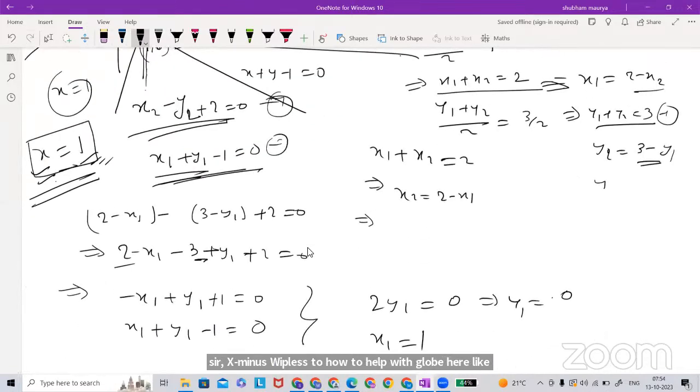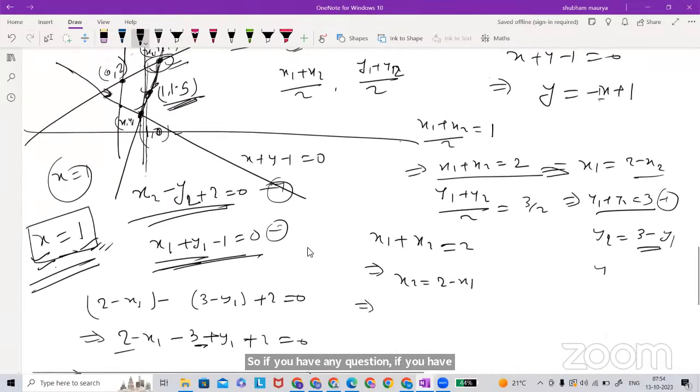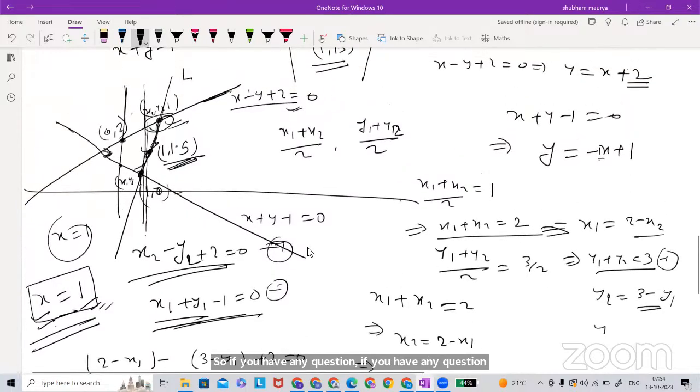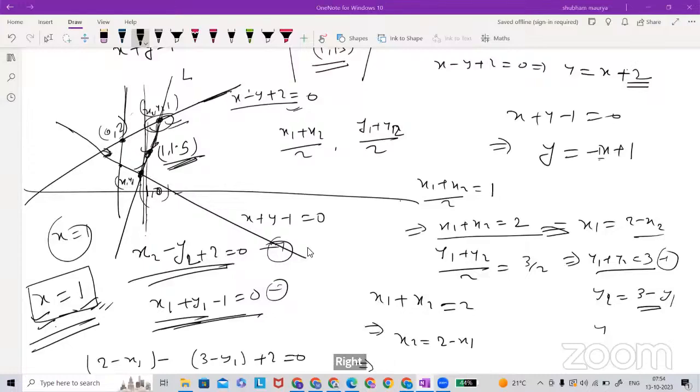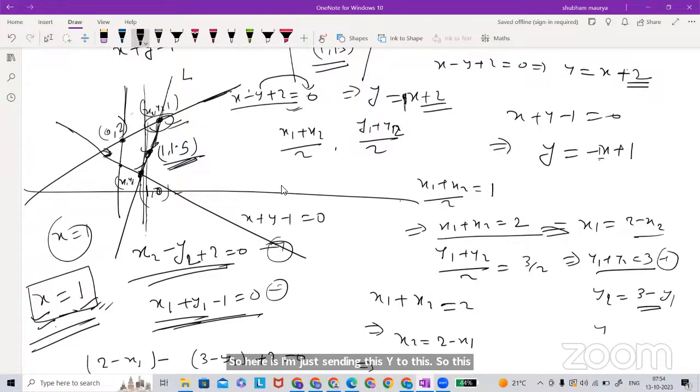See, if you have any equation, you can write it in the y is equal to mx plus c form. That means you are writing y on this side, so I'm just sending this y to this side. So y is x plus 2. Now compare with the slope form. Here the slope is 1, and this is the y-intercept. Yeah, I thought the slope would be 2 here. Yes, sir, got that.